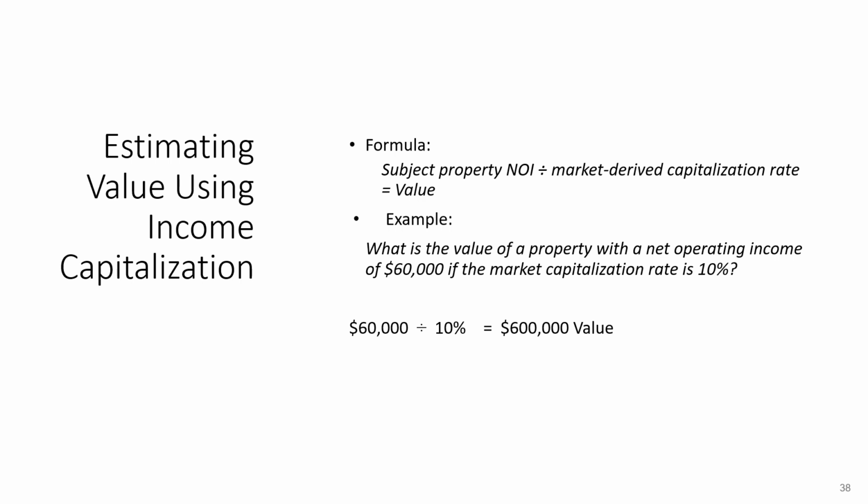Here's an example. What is the value of a property with a net operating income of $60,000 if the market capitalization rate is 10%? $60,000 divided by 10% gives you a value of $600,000.